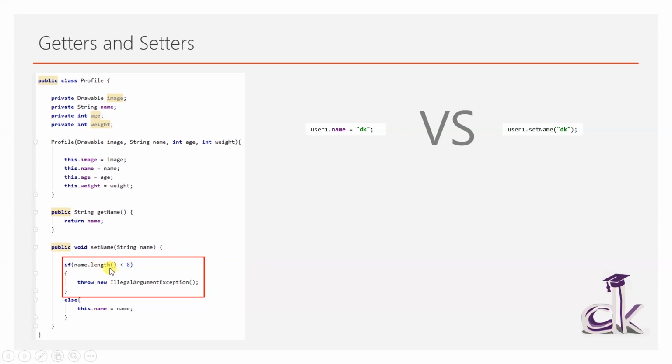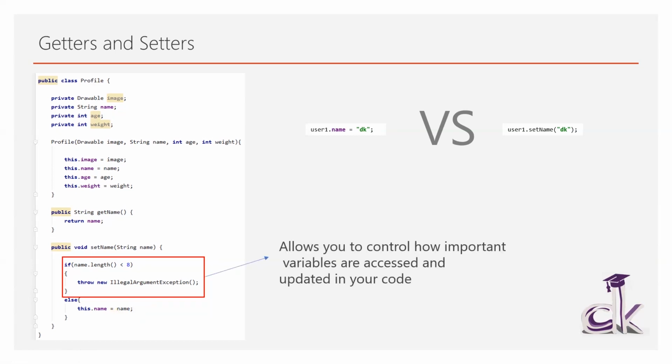So I can check if the length of the variable is less than 8, and in case it is, I throw an exception saying that this was an illegal argument. And if it is not, I just set the variable, I just update its value. Okay, so this is where the setter comes into play. It allows you to control how important variables are accessed and updated in your code.